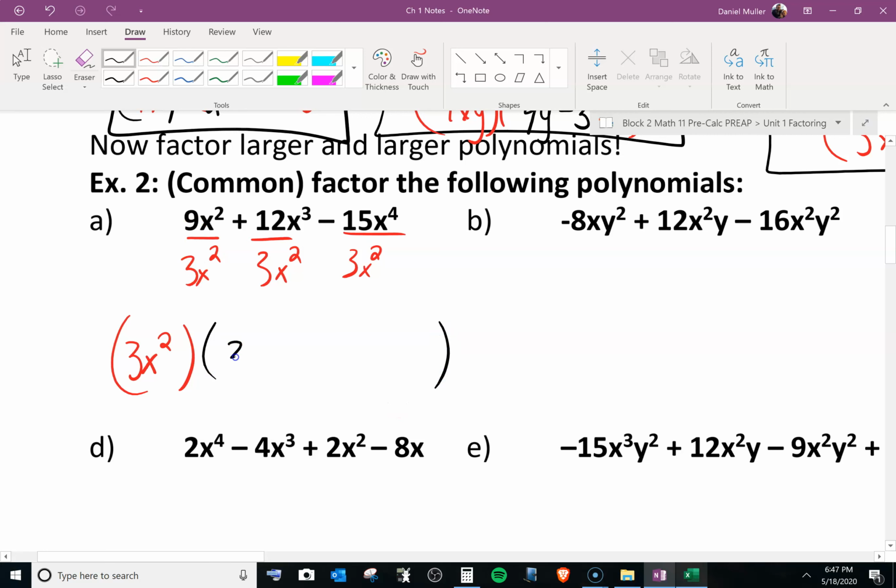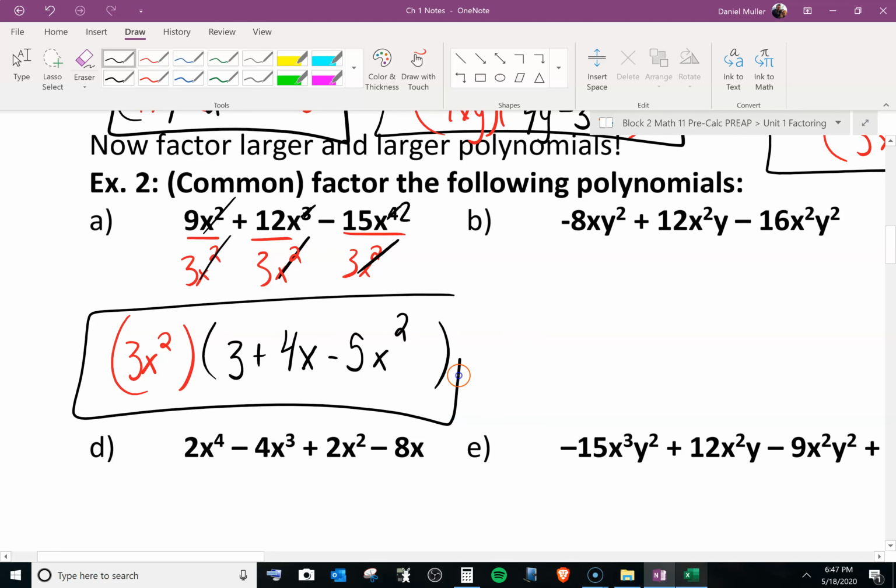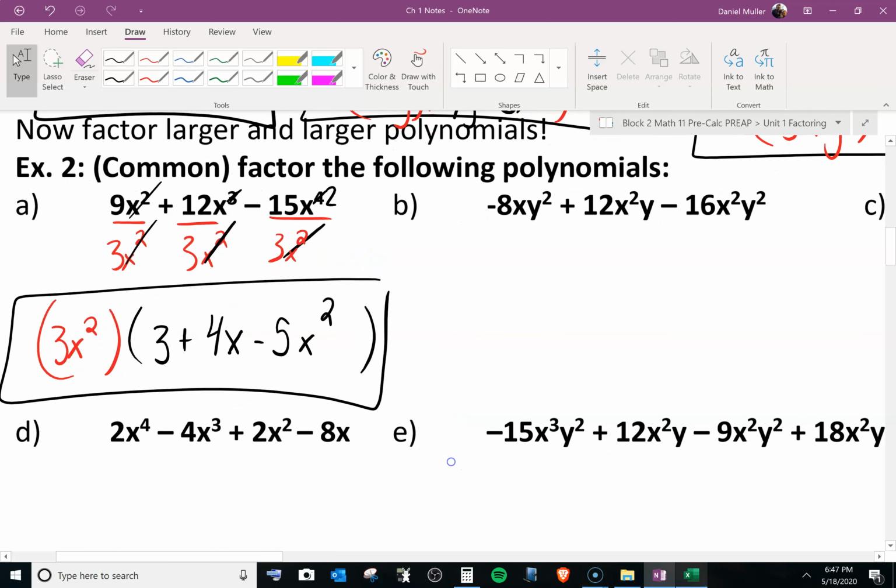9 divided by 3 is 3. The x squareds are gone. 12 divided by 3 is 4. There's one extra x left up top. And negative 15 over 3 is negative 5, and there's 2 x squareds left on top. So one of those is left, and both those are gone. 2 of these is left when both of those are gone. And that is considered, we've taken out the biggest common factor.